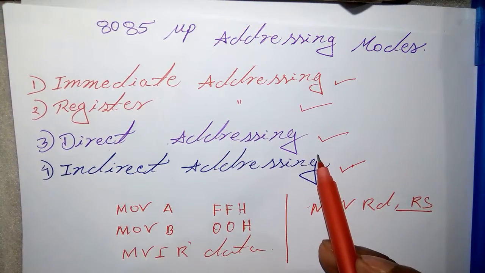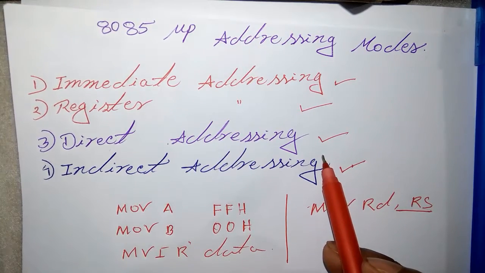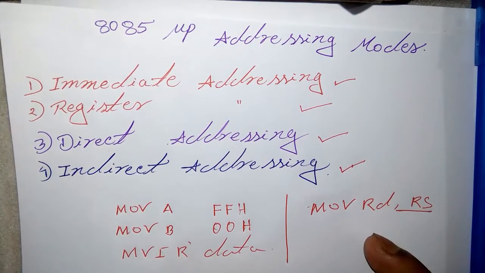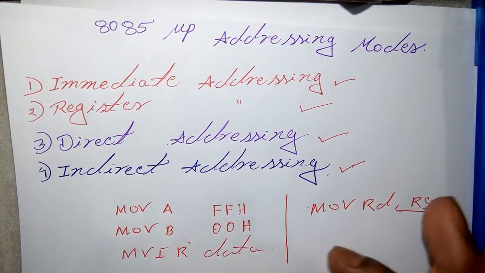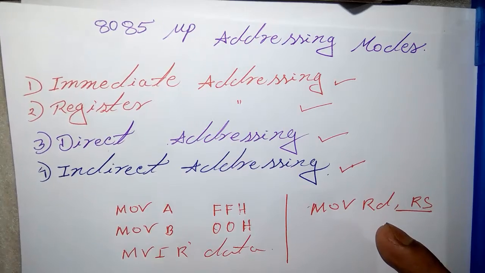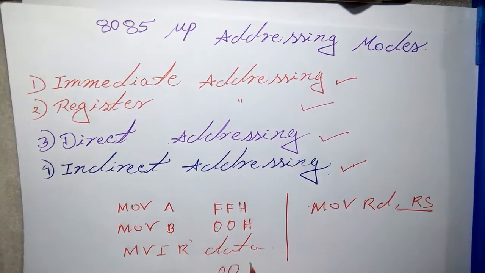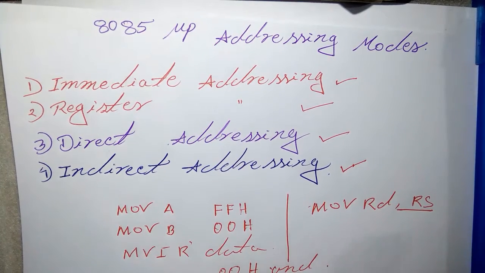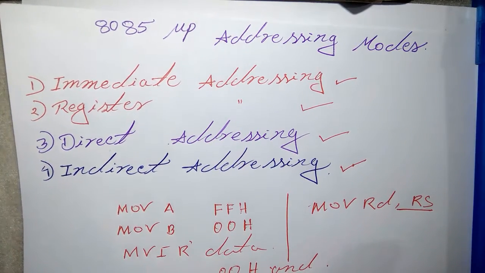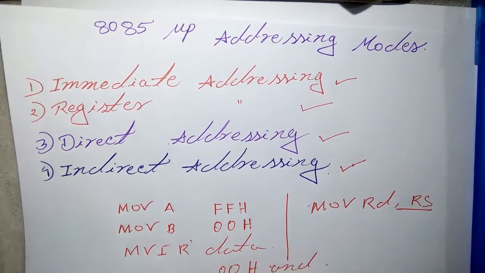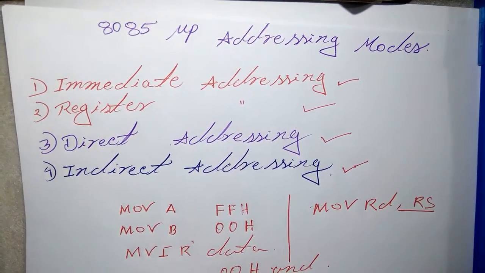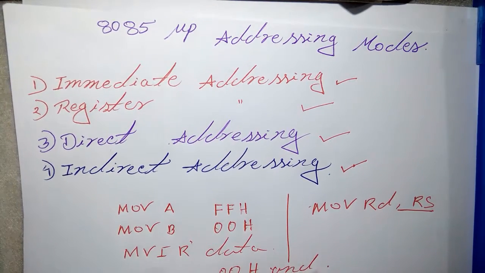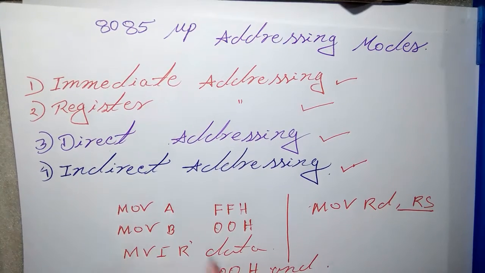Next, direct addressing. It is used to accept data from an outside device to store in the accumulator, or send the data stored in the accumulator to an outside device. Accept the data from the port 00H and store it in the accumulator, or send data from the accumulator to the port 01H. Clear? So these types are called direct addressing mode.